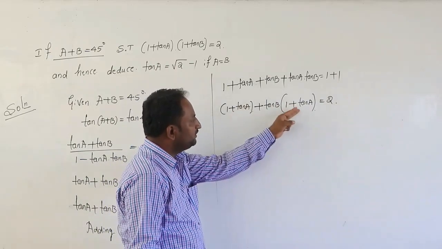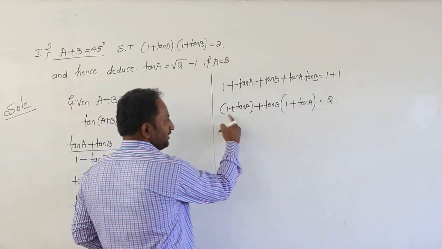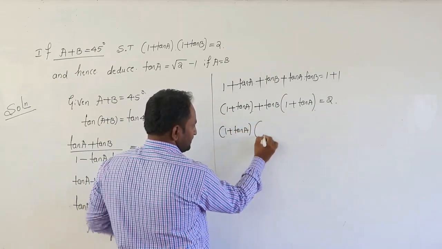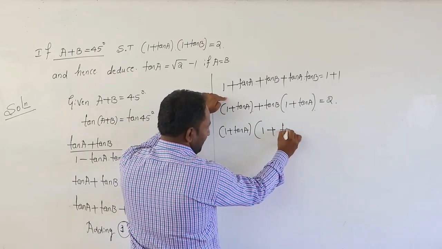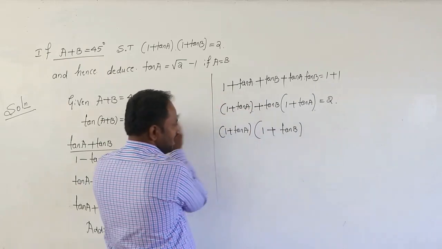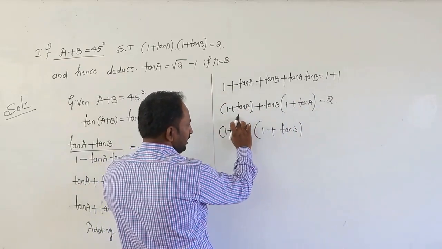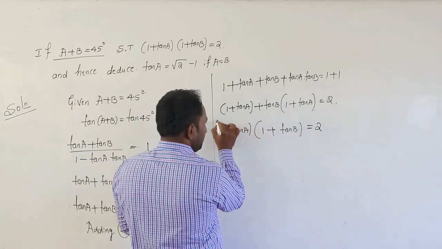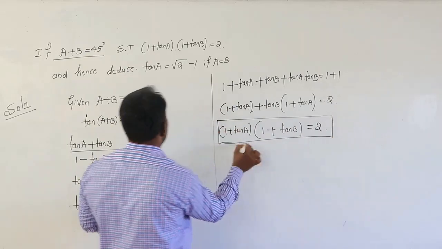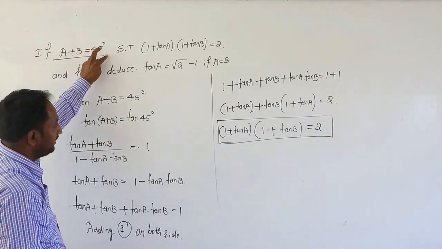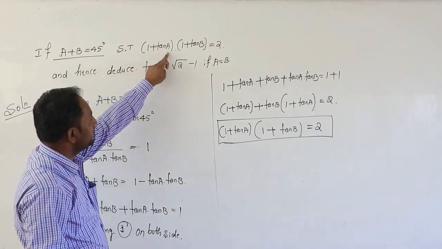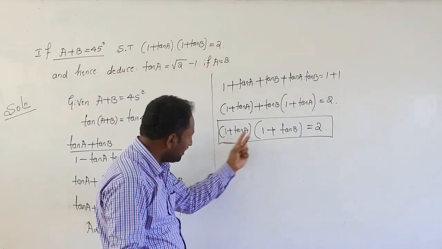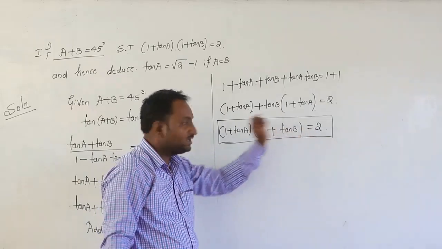Then in both of these two terms we take 1 plus tan A as common. We get the result, here also 1 plus tan B. Here 1 plus tan A and 1 plus tan A common, here the result is 1, then tan B is remaining. That is equal to 2. Here this is our result regarding A plus B is equal to 45 degrees. Then show that (1 plus tan A) into (1 plus tan B) is equal to 2. Here (1 plus tan A) into (1 plus tan B) is 2, proved.